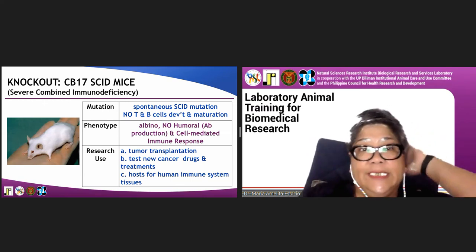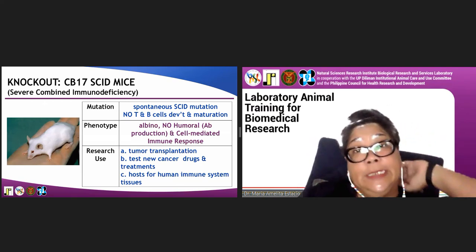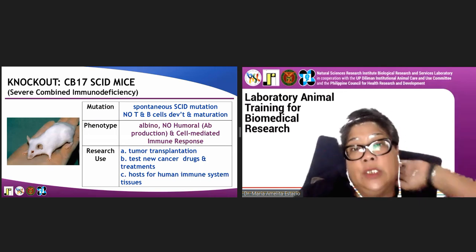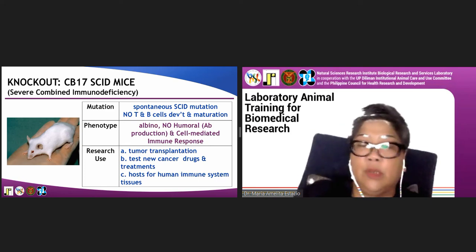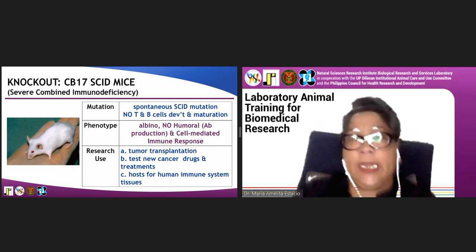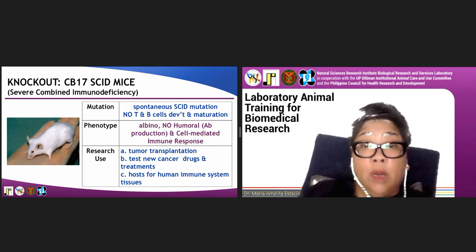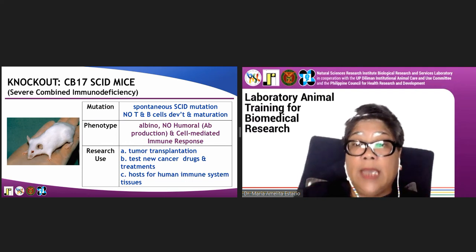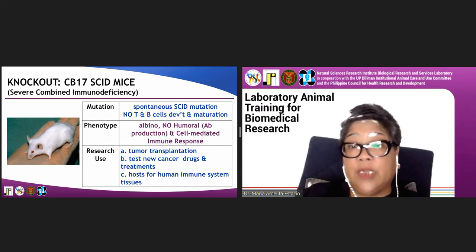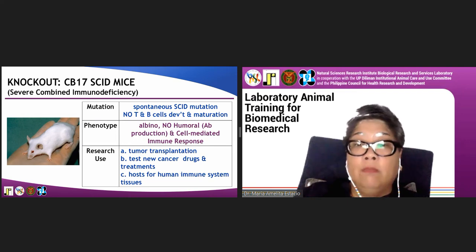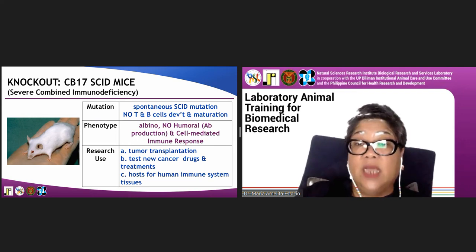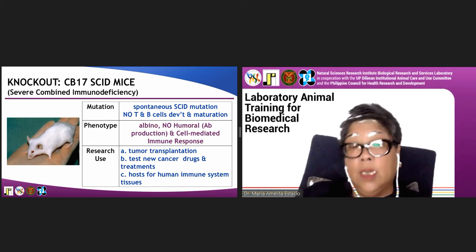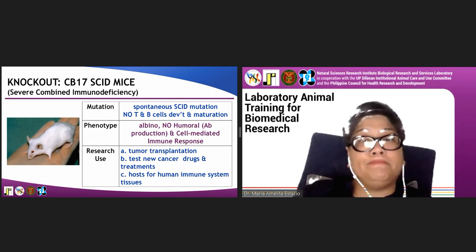This is the CB17 SCID mouse. So depending on the commercial animal vendors that you would use, you may encounter different names for that. And this is a very good model that is being used for cancer research, specifically tumor transplantation, for the testing of new cancer drugs and therapies, as well as for human immune system tissues.